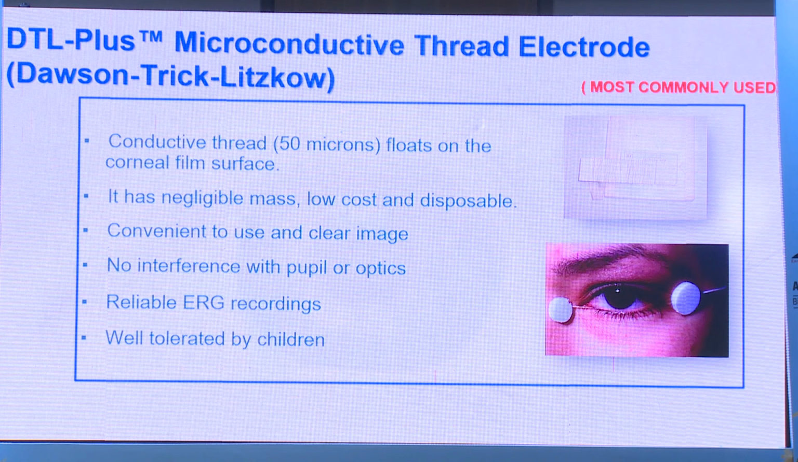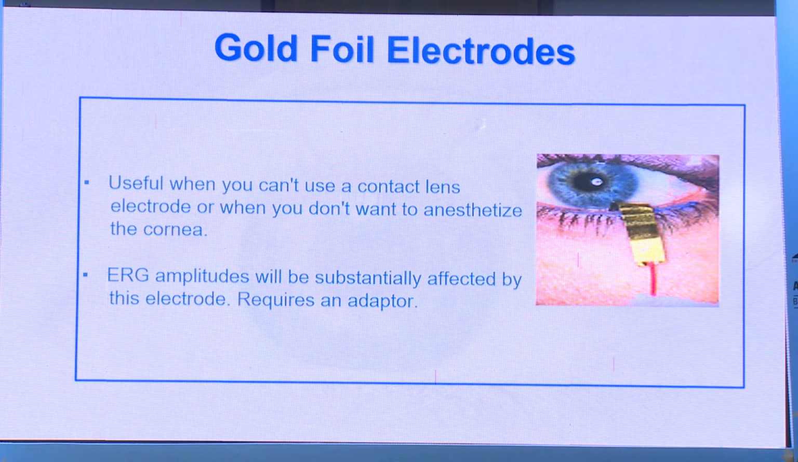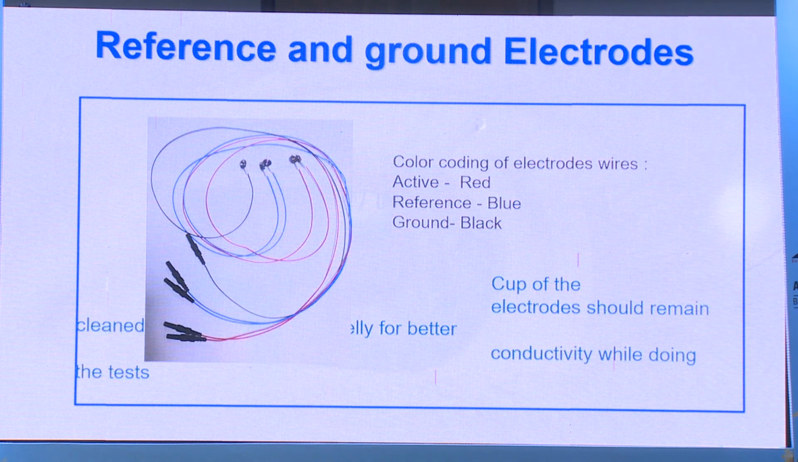There is no interference with the pupil or optics, as we can see in the picture. It gives a very reliable ERG reading, and it is well tolerated by children. Then we have the gold foil electrodes. They are useful when you cannot use a contact lens electrode or when you don't want to anesthetize the cornea. The ERG amplitude will be substantially affected by this electrode, and it requires an adapter.